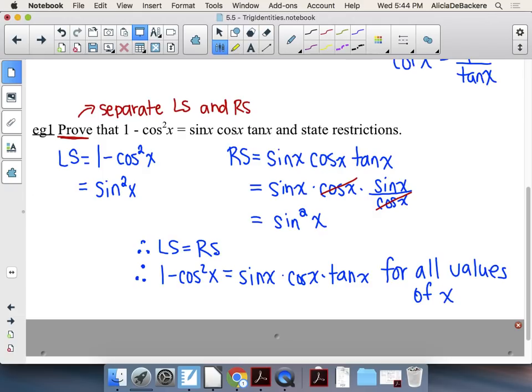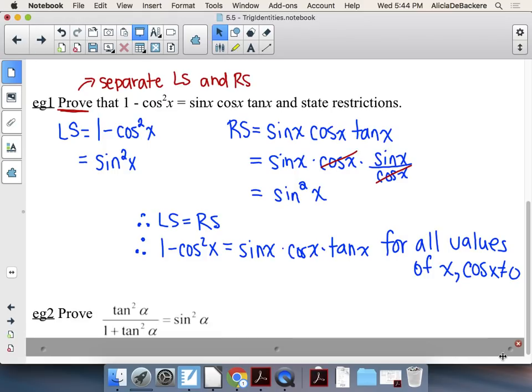Except there's one restriction here, and my restriction, so I'm going to put a comma here because there's a restriction coming. My restriction comes from any denominators. Now, there were no denominators on the left-hand side, but when I look on the right-hand side, I created a denominator here when I replaced the tan x with sine over cos. So that tells me that cosine of x, that denominator, cannot equal 0 because I know I can't divide by 0. So I'll just state that restriction there. And they did remind me to do that in the question that said to state restrictions.